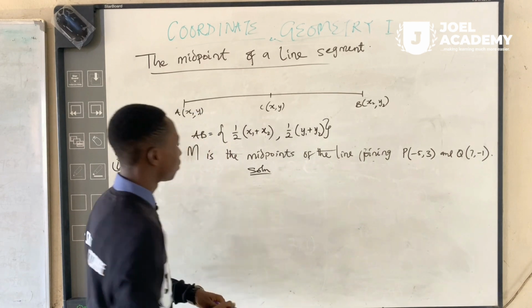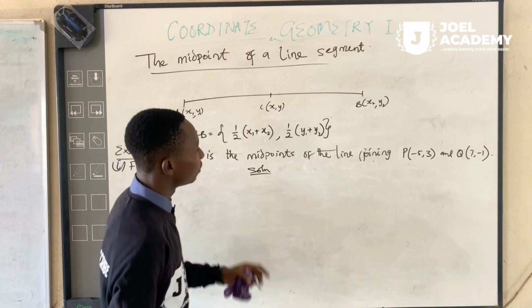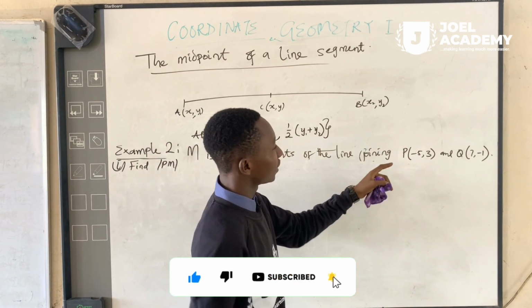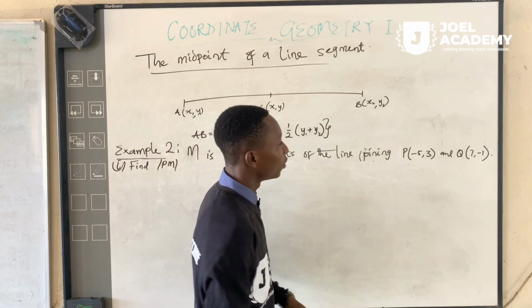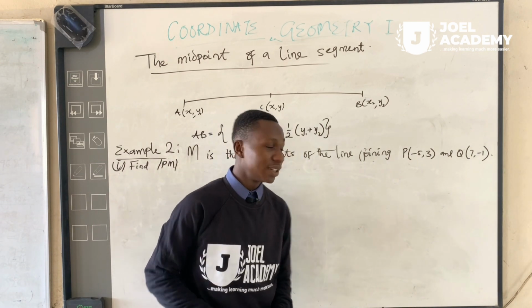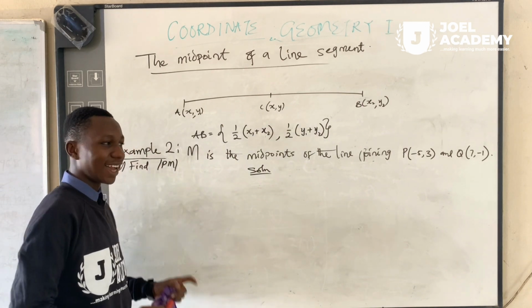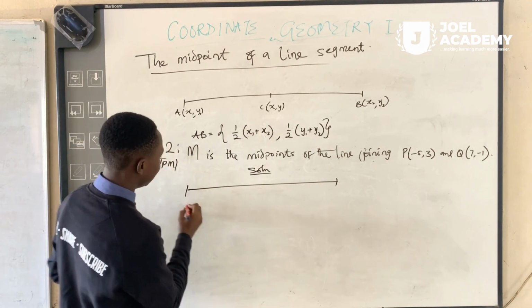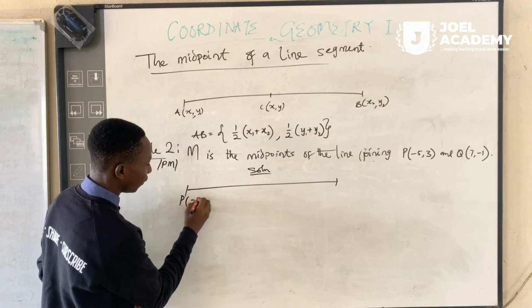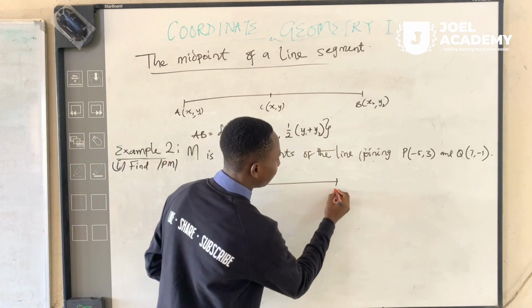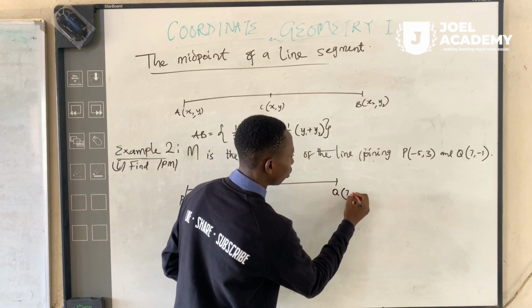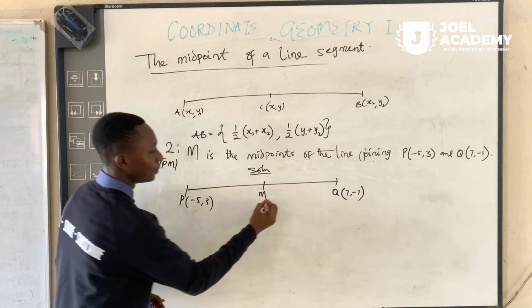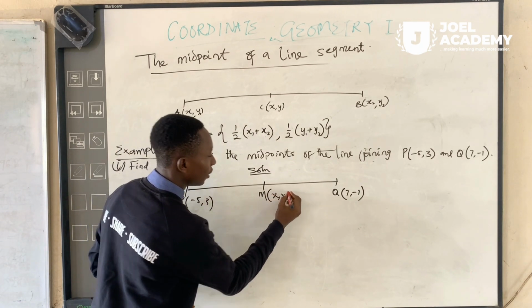Alright, so this is the second question, and it says M is the midpoint of the line joining point P, which is minus 5, 3, and Q, which is 7, minus 1. And now we are asked to find PM, that is line PM. So what we're going to be doing is getting a diagram for proper understanding. Here is point P, minus 5, 3, and here's our point Q, 7, minus 1. This is our midpoint, M. Let's label it as X, Y.